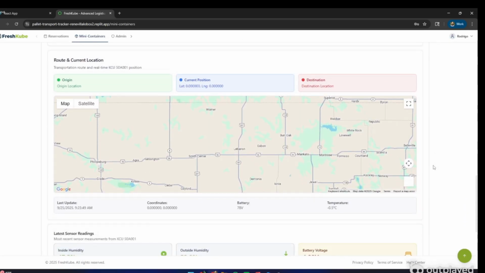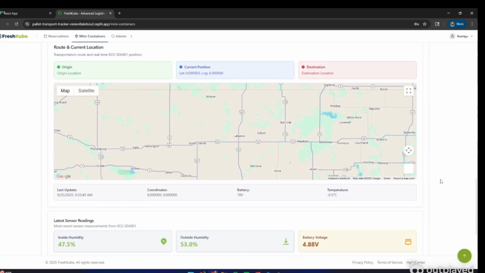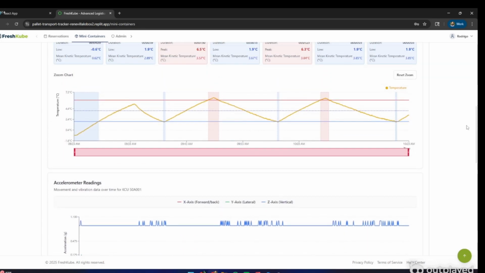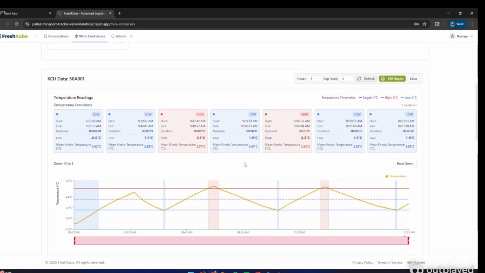In addition, we can see the position of the mini containers with their temperature, the inside and outside humidity, and the battery voltage for the internal memory of the mini container. The web platform also allows us to set and change the temperatures remotely. This means if for any reason the user wants to modify the control limit for their cargo, that can be done using the platform.